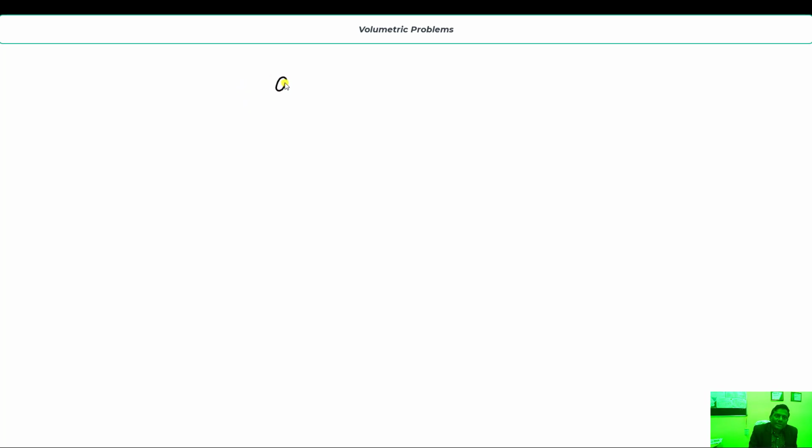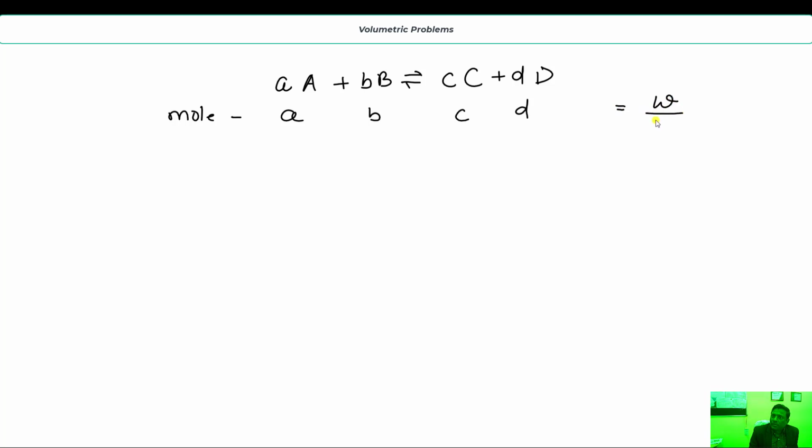Let me write an equation: aA + bB = cC + dD. If we talk about the moles in this equation, you can see a moles of A, b moles of B, c moles of C, and d moles of D. How to calculate the moles? Simply, weight upon molecular weight will give us the number of moles.